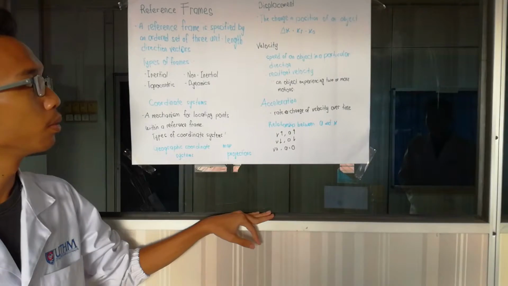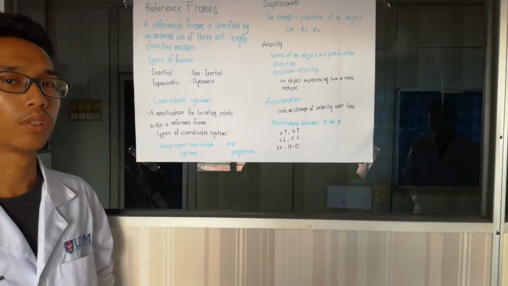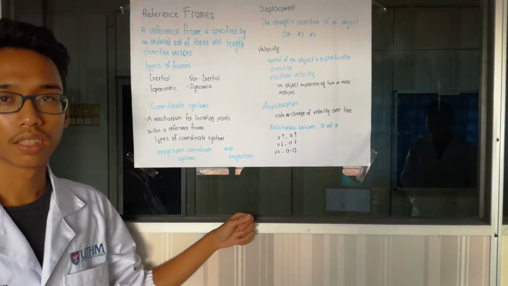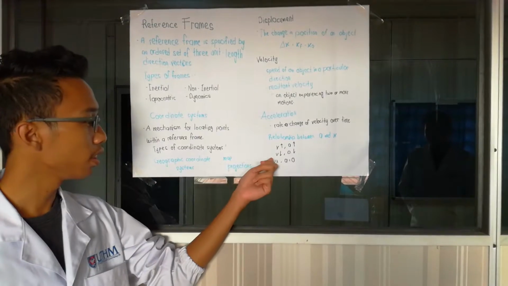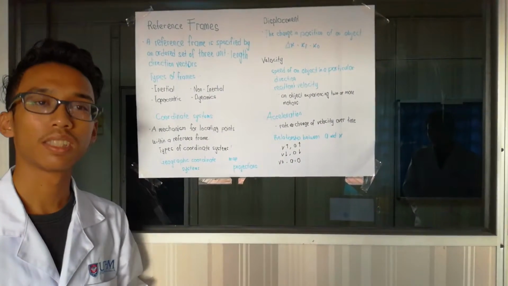Let me explain to you the relationship between velocity and acceleration. If velocity increases, the acceleration also increases. If the velocity decreases, the acceleration decreases. If the velocity is constant, it means that acceleration is 0.